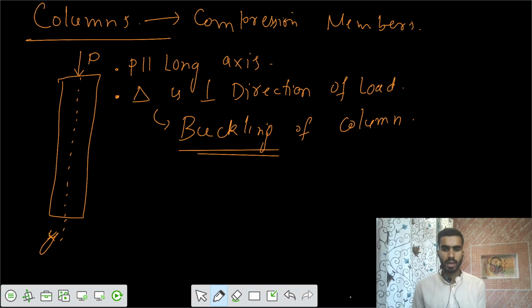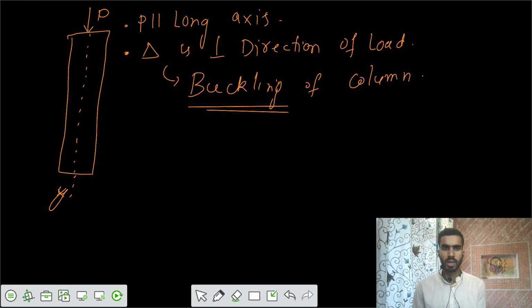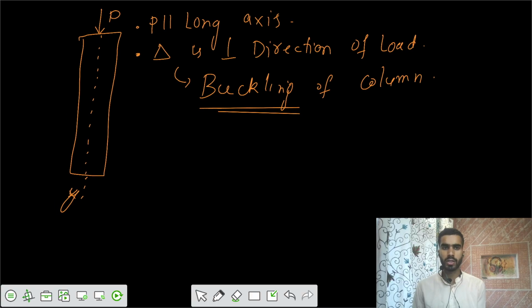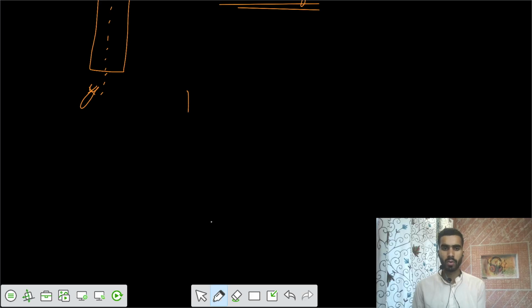So let's say that you apply load, and deflection is perpendicular to the direction of load. You are applying load in this fashion. Let's say this is your column. You apply load in this direction, and it gets deflected laterally by delta, and finally it reaches some next location at a distance of delta perpendicular to the direction of load. So that we call buckling of the column.